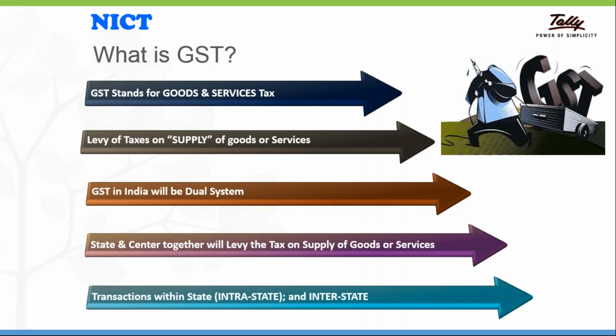Just read it. It's all what I've explained. Okay, the last part here says transaction within state. So if it is inside a state, it is intrastate. That is, if the transaction is between Bangalore and Mysore, that will be intrastate. If the transaction is between states, then we call it interstate. Like if it is between Bangalore and Chennai, then it will be interstate. Intrastate and interstate play a very important role here. These two points.